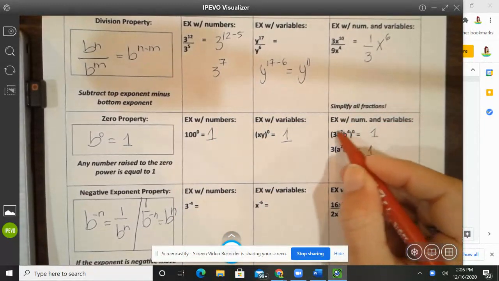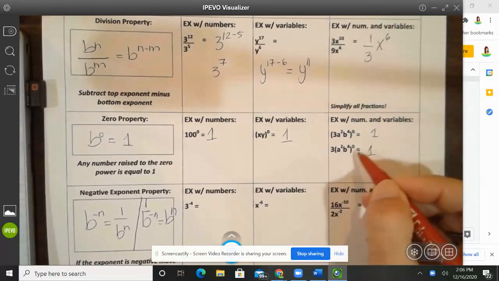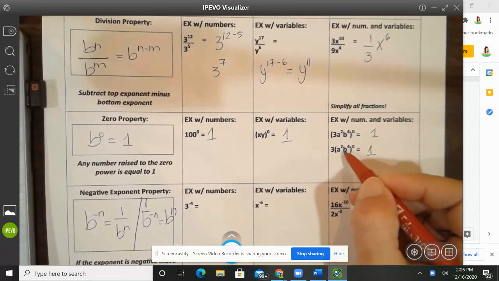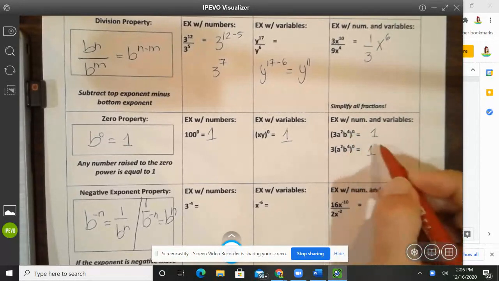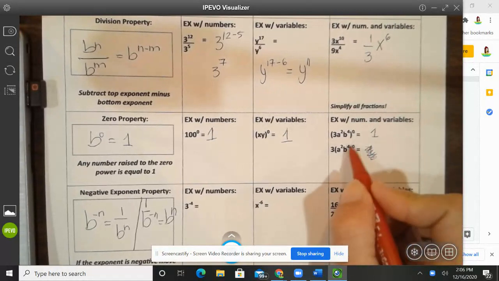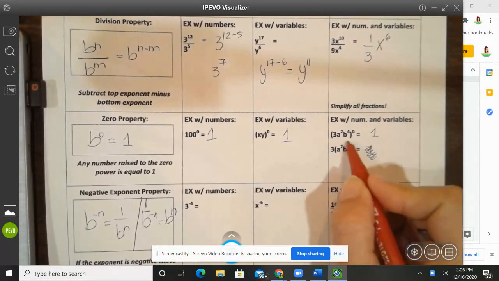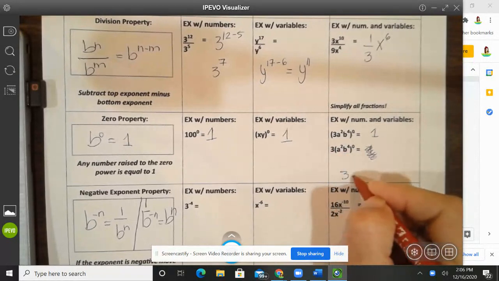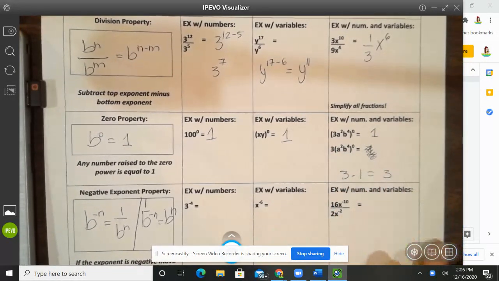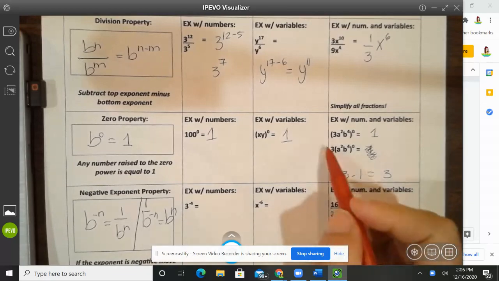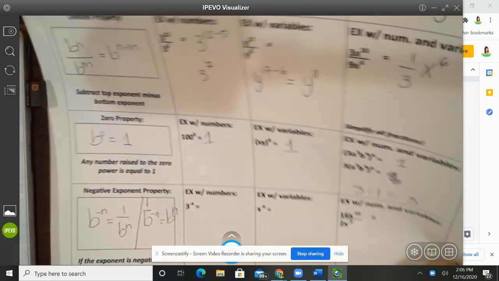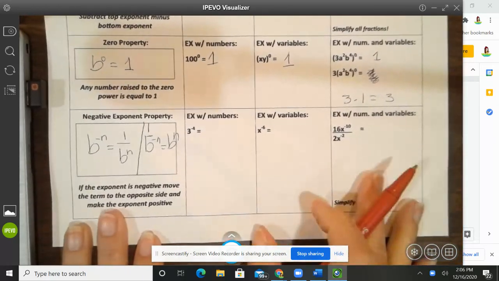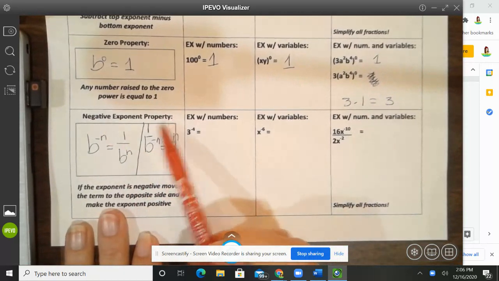Why? Because all this inside is raised to the 0 power, and all this inside is raised to the 0 power. Now, oops, I messed up on this one. Check it out. You've got to look. So all this inside is raised to the 0 power. So that means that 3 times 1, that is 3, because the 3 is outside the parentheses. Nice catch, huh?